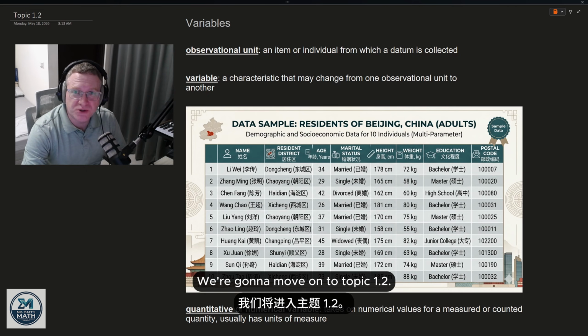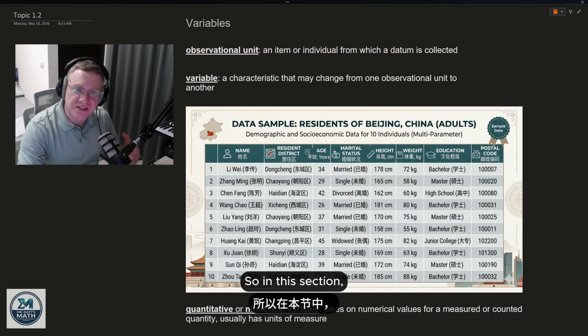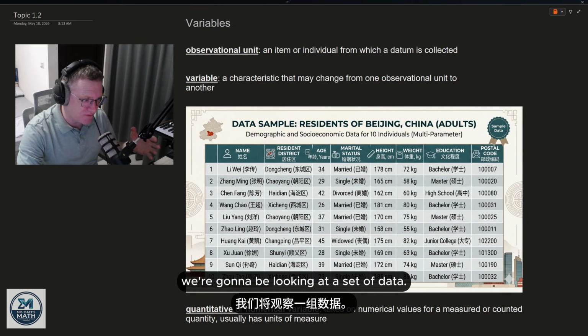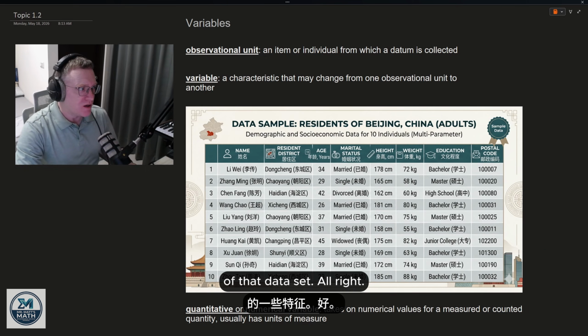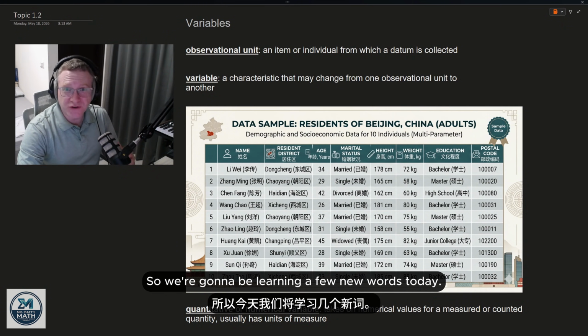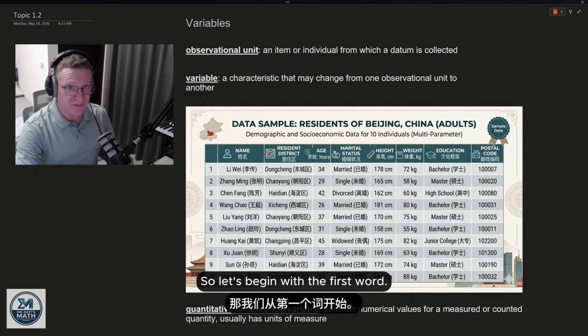We're going to move on to topic 1.2, which is about variables. So in this section, we're going to be looking at a set of data, and we're going to be discussing some of the aspects of that data set. All right, so we're going to be learning a few new words today. It's mostly a vocabulary lesson. So let's begin with the first word.